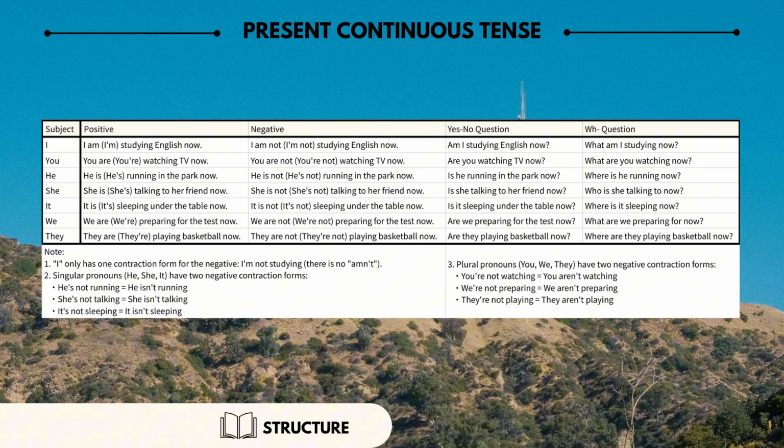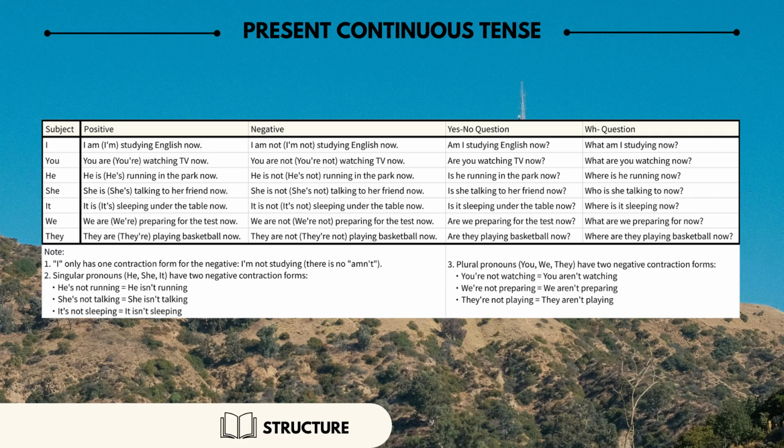Now she is talking to her friend now. She is in the middle of a conversation at this moment. She is not talking to her friend now. Right now, that conversation is not happening. Is she talking to her friend now? We are checking if this action is happening. Who is she talking to now? Now we want the person she is speaking with.